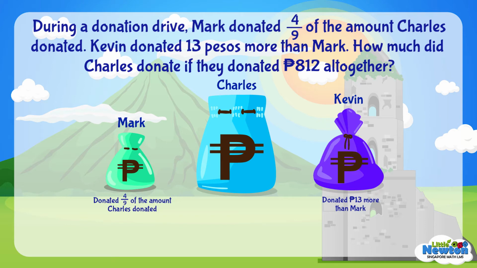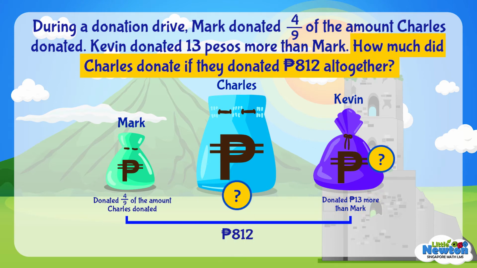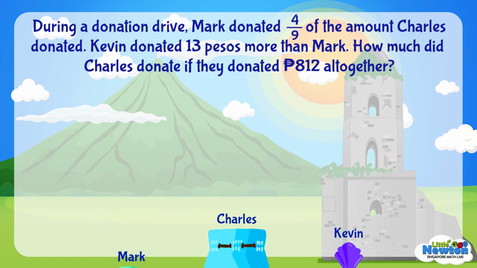Kevin donated 13 pesos more than Mark. Do we know how much Kevin donated? No, we have no idea either. But we do know that Kevin donated 13 pesos more than Mark. How much did Charles donate if they donated 812 pesos altogether? The question asks us to find the amount donated by Charles, given that the total amount donated by Mark, Charles, and Kevin is equal to 812 pesos. Alright, now that we've understood the question, let's move on to solve this word problem.